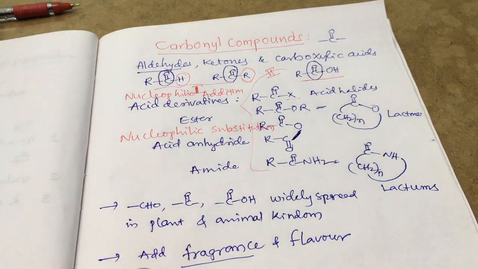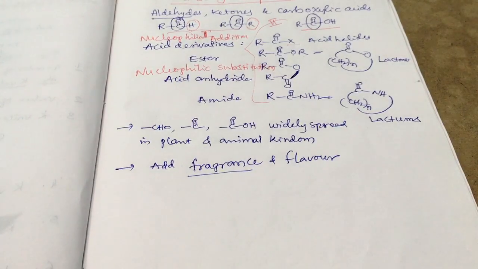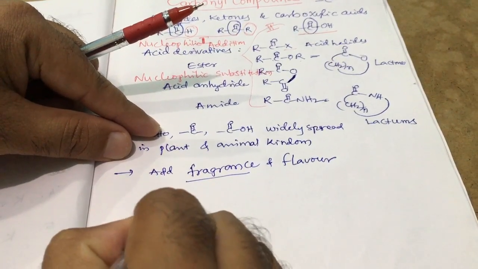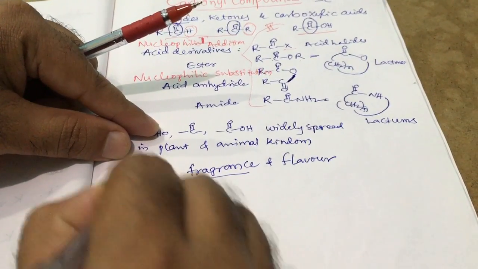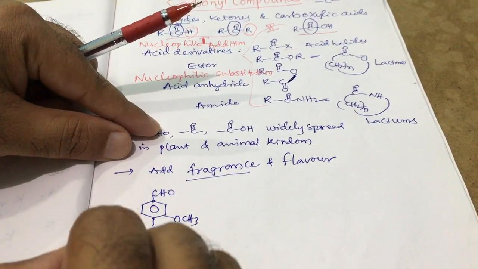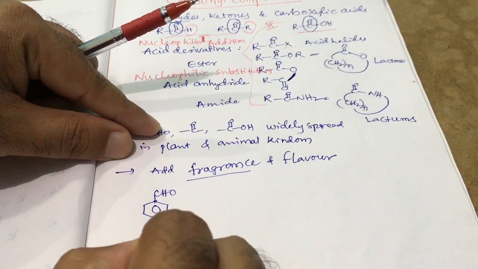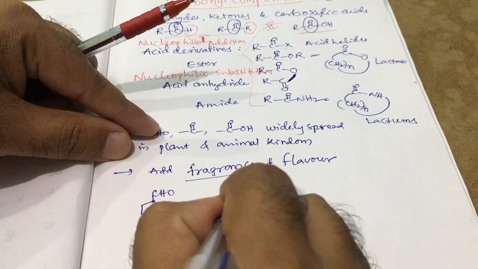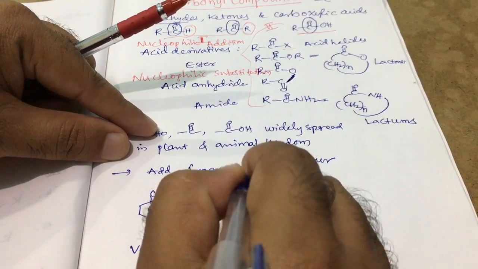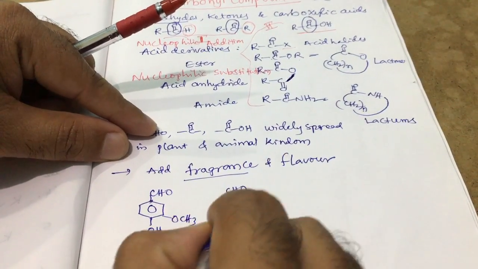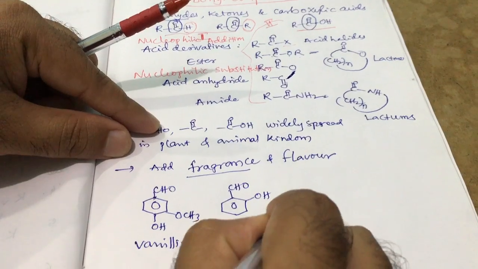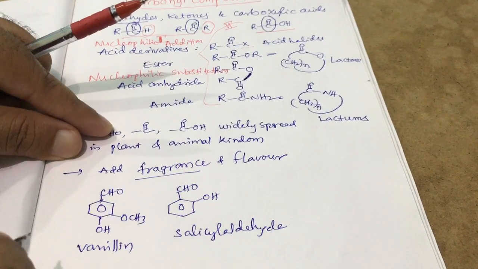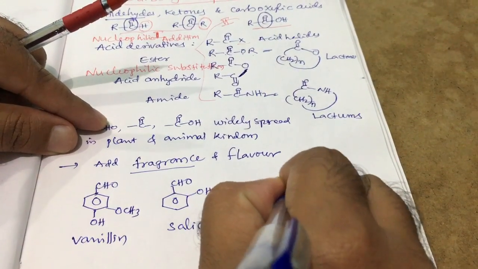For example, a few compounds we will discuss now. What are the compounds that add fragrance and flavor? One is here OH, OCH3 and here CHO. This is called vanillin. Next, another one is known as salicylaldehyde. Next, another one is known as cinnamaldehyde.